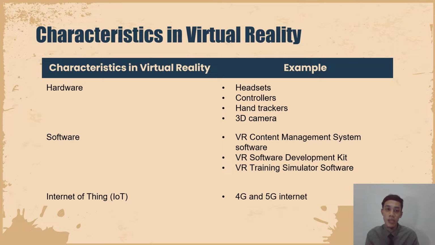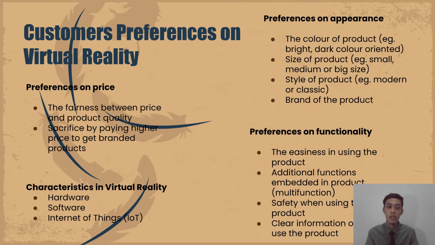We start from hardware. Basically, the hardware consists of VR accessories like headset, controller, hand tracker, and 3D camera. Next, we go for software. Some of the software we use in VR are VR Content Management System, VR Software Development Kit, and VR Training Simulator software. Lastly, the IoT characteristic is high-speed internet connection like 4G and 5G connection.